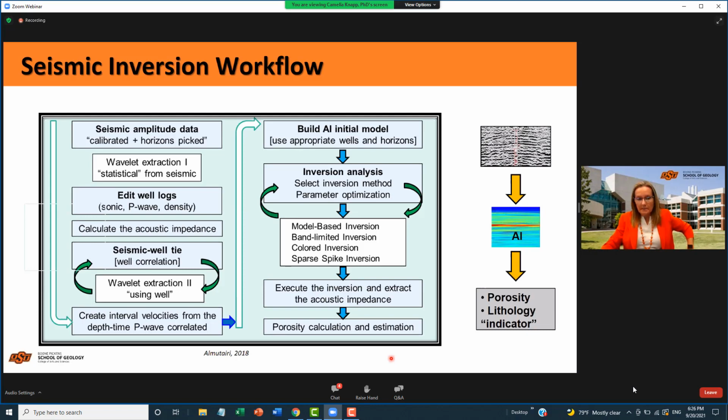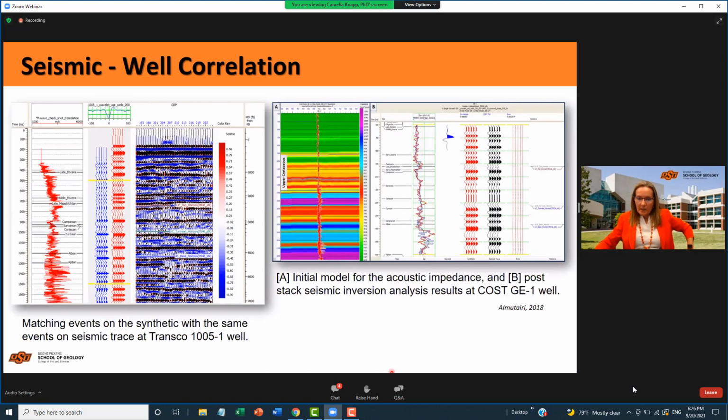in the Anadarko Basin. The first step was to extract a statistical wavelet from a nearby seismic line to be convolved with a reflectivity series from the sonic and density logs, in order to generate a synthetic seismic trace from the well logs. So this synthetic seismic trace was subsequently correlated with the actual seismic trace. And therefore, seismic well tie analysis has been conducted in this case to compare the well logs that were measured in depth units with seismic data measured in time by creating the time-depth relationship using the sonic log and the check shot. So here on the left, I show seismic to well correlation achieved by matching events on the synthetic traces with the same events on the seismic trace at the Transco 1005-1 well.